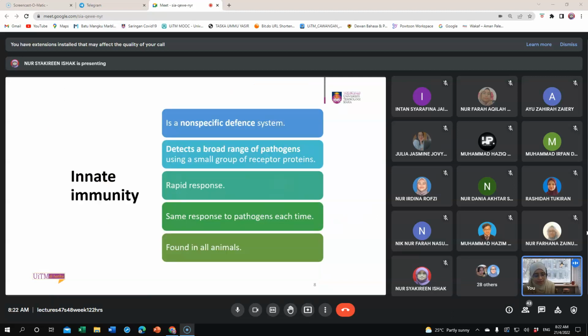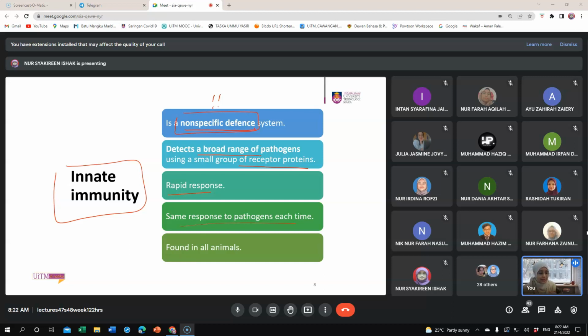So let's look at innate immunity first. It is non-specific, so this one you have to remember. This is the feature of innate immunity, a non-specific defense system. Why? Because it detects a broad range of pathogens using a small group of receptor proteins, and the response is rapid. It is there to protect your body against the invasion of pathogens, your skin, for example. And the response to pathogen is the same each time.